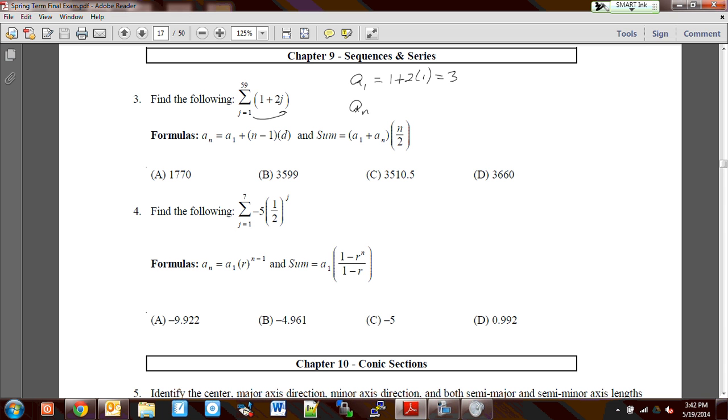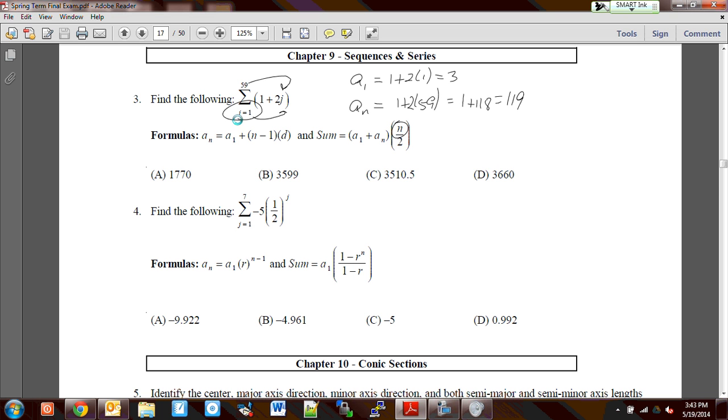And then a sub n, which is our last term, we're just going to take the 59 and plug it in. So it's going to be 1 plus 2 times 59. And then 2 times 59 is 118. So it's going to be 1 plus 118, which is 119. And now n. Okay, now we've got to find n.